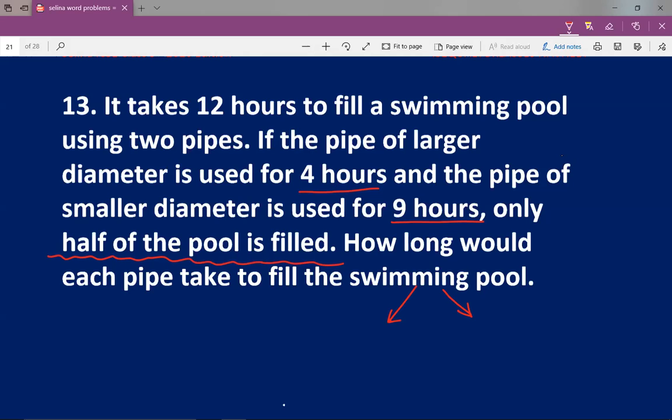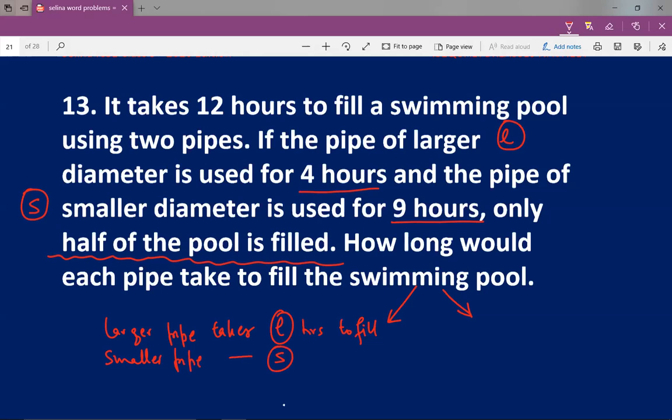So there are 2 pipes. One is the larger diameter, let us assume it to be L, and one is the smaller diameter, let us assume this to be S. So how long would each pipe take to fill the swimming pool? So we'll say that the larger pipe takes L hours to fill and the smaller pipe takes S hours to fill the tank.